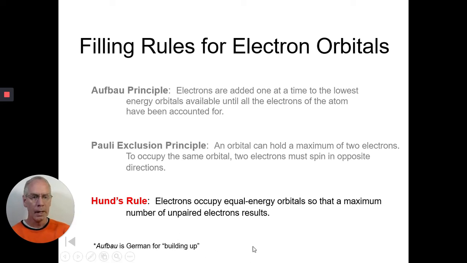And then finally, the last rule that governs filling order is called Hund's rule. It says if you have 3 equivalent p orbitals, every one of those orbitals gets a single electron before any one gets 2 electrons. So electrons occupy equal energy orbitals so the maximum number of unpaired electrons results.